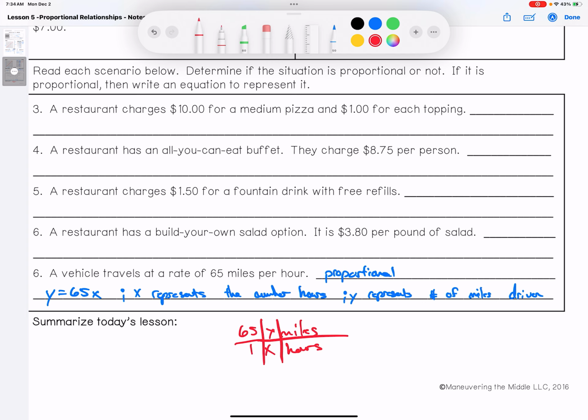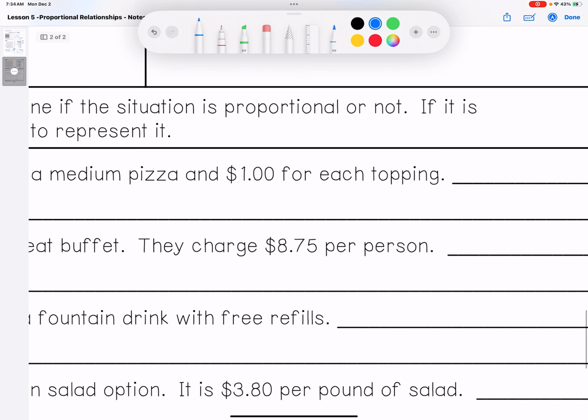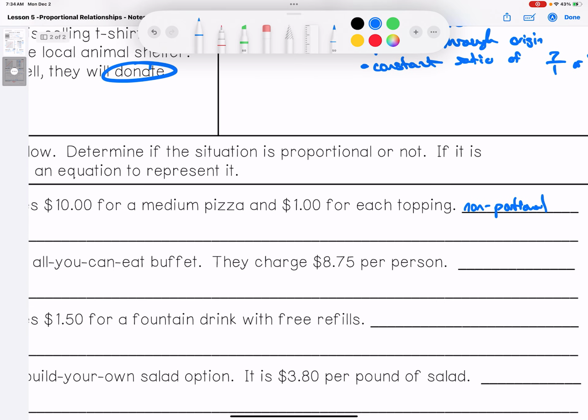Number 3, a restaurant charges $10 for a medium pizza and then $1 for each topping. Is that proportional? That is non-proportional, and let me explain. You don't pay $10 for everything. You pay $10 for the pizza and then $1 per topping. So it's not going to travel through the origin because it starts at $10. You'll never pass through 0, 0, because you don't add $1 for each topping if you don't buy the pizza. They go together.